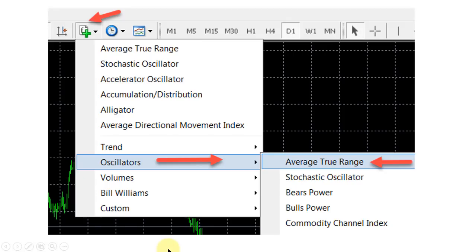Now, how do you load this particular indicator? You go to MT4, you go to the indicator icon, click on it, you select oscillators. Now, an oscillator is one where something goes overbought and oversold, overbought and oversold, so it oscillates from high to low. And the true range indicator does the same, but it uses high volatility and low volatility, high volatility and low volatility as its oscillation. So you then select the average true range, the ATR indicator. That's how you load it.